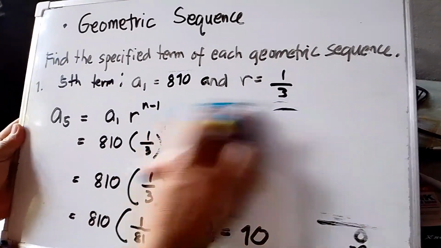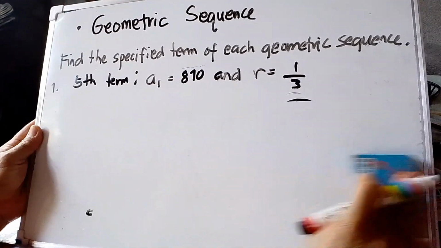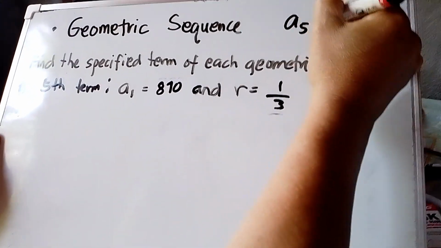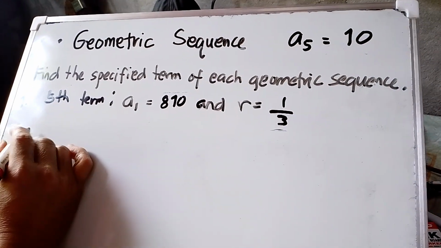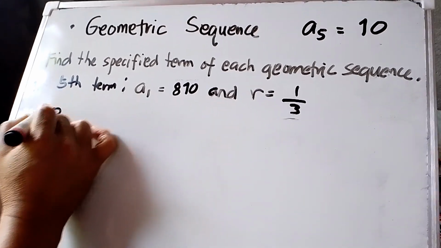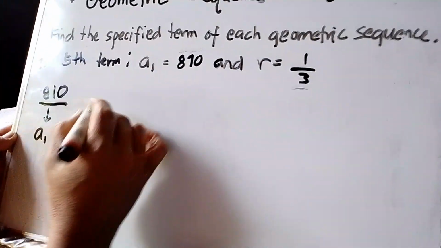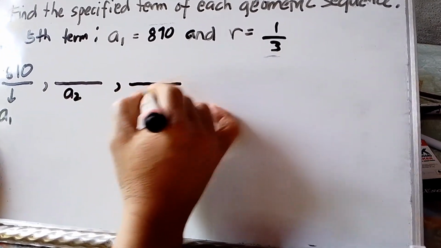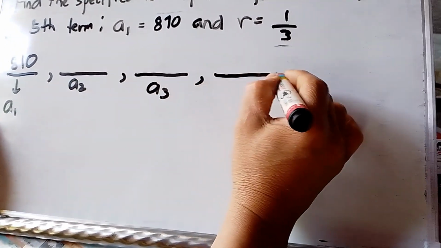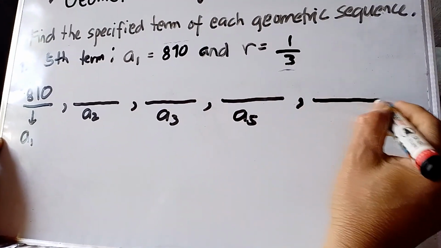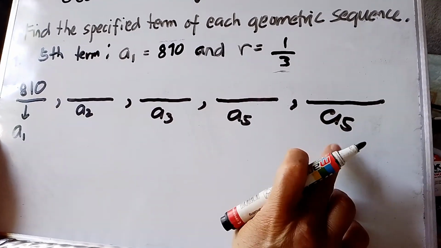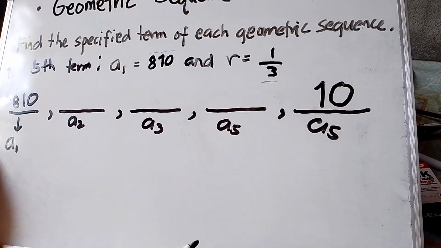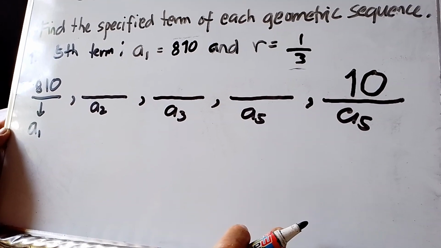Okay? Now, let us check if my A sub 5 is correct. So note that A sub 5 is equal to 10. So my first term is 810. So this is A sub 1. So this will be A sub 2. Next is A sub 3. A sub 4. And then A sub 5. So the last term, which is fifth term. And then we just put my answer in here. That is 10. See to it that the last term will be equal to 10.